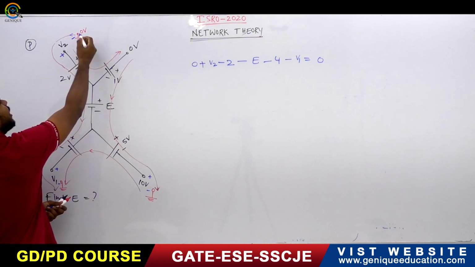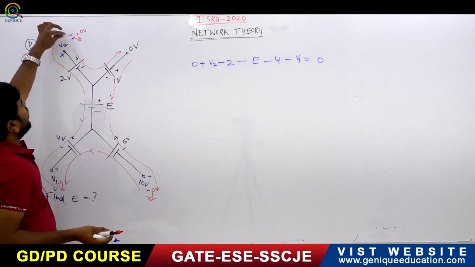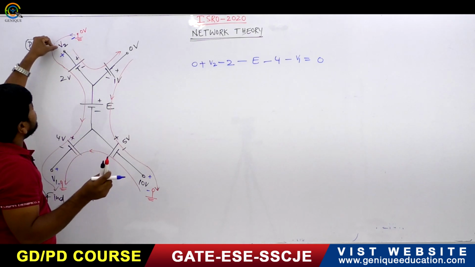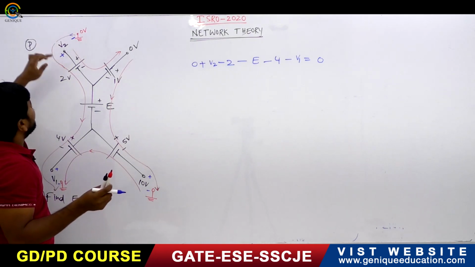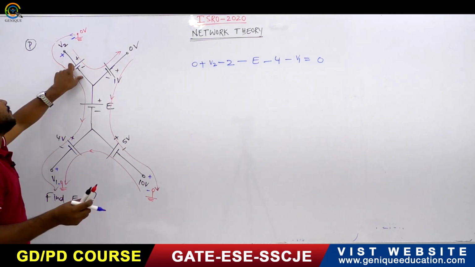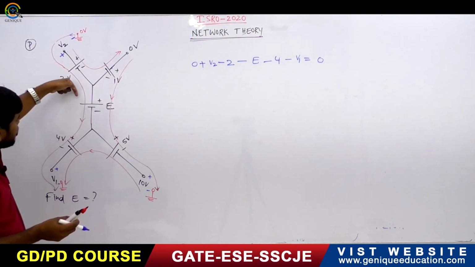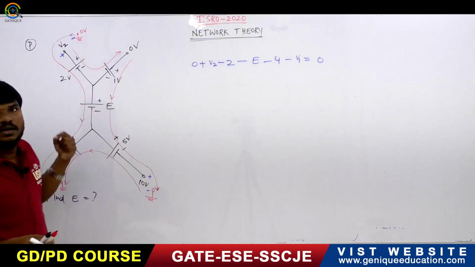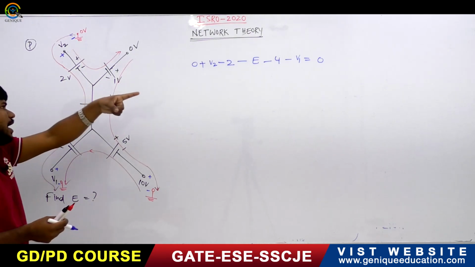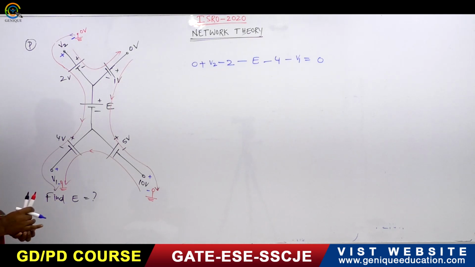It is 0. So whenever a minus terminal is meeting first, you have to take this minus as plus V2. Next one is what? There is a positive terminal coming first. The positive terminal is coming first means we have to take minus here, minus 2 volts. You have to take minus E first, and the positive terminal is coming first, you have to take minus 4, and the positive terminal is coming first, so you have to take minus E1.